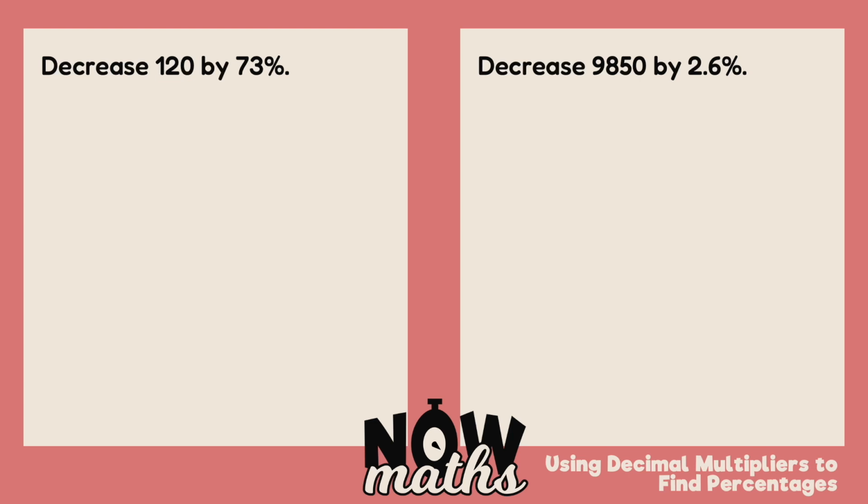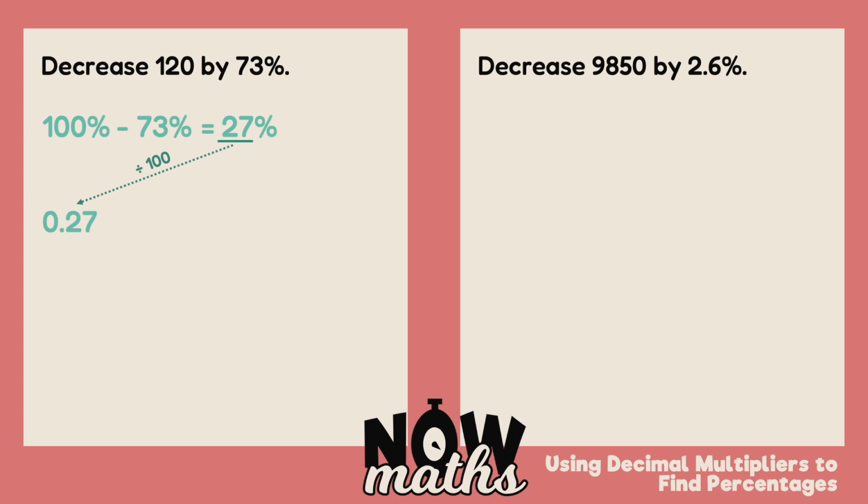If we want to decrease 120 by 73%, we need to subtract 73% from 100%. This gives us 27%. So if we're decreasing by 73%, we're actually finding 27%. And we can find a decimal multiplier that will help us work out 27%. 27% as a decimal is 0.27. So 0.27 is our decimal multiplier. This means that if we multiply any amount by 0.27, it will decrease that amount by 73%.